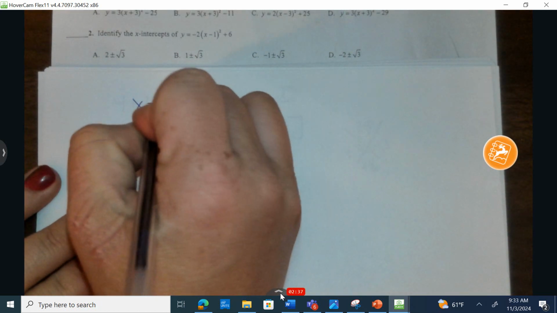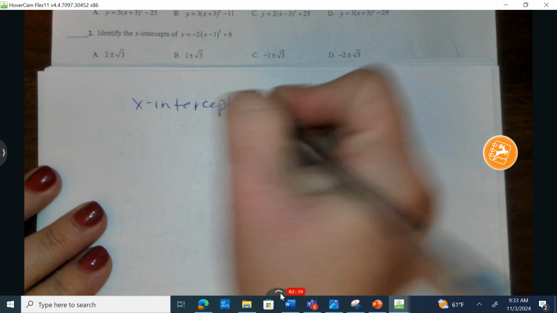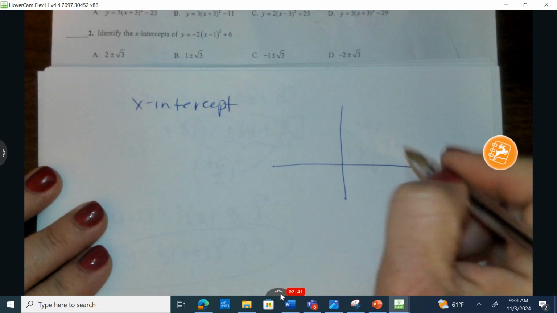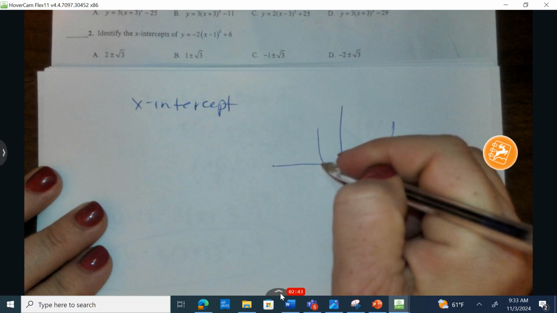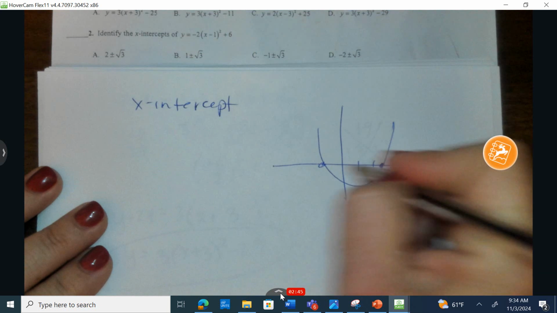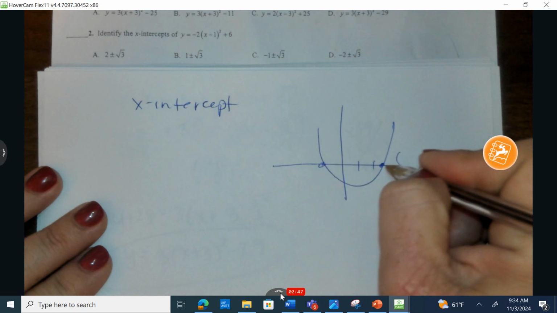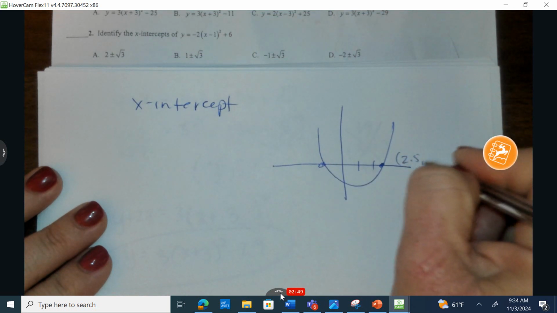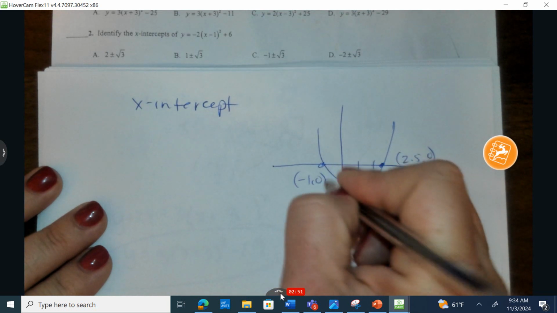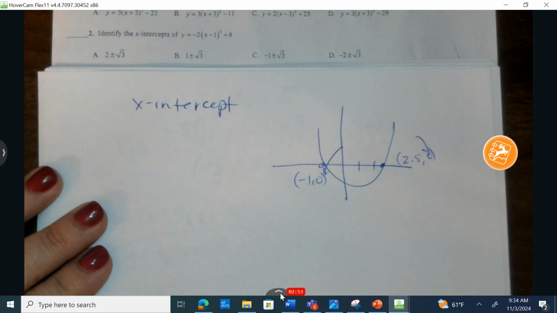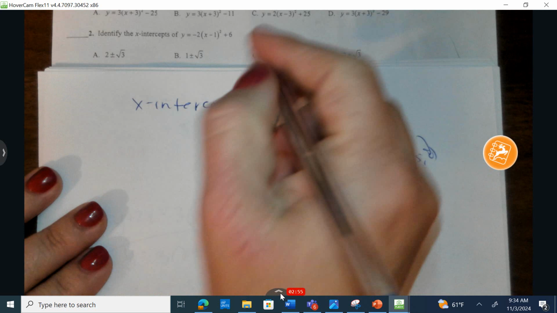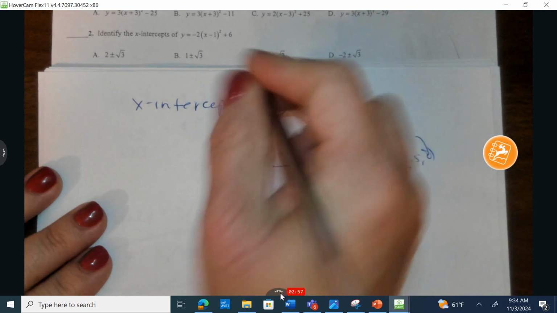In number 2, I am asked to identify the x-intercepts. Whenever you find an x-intercept, let's just visually think of this. When we find an x-intercept, in this case these two, this is located at 2.5 comma 0, and this is at -1 comma 0. Notice that in both cases the y value is 0. Whenever we identify x-intercepts, the y value is always 0.